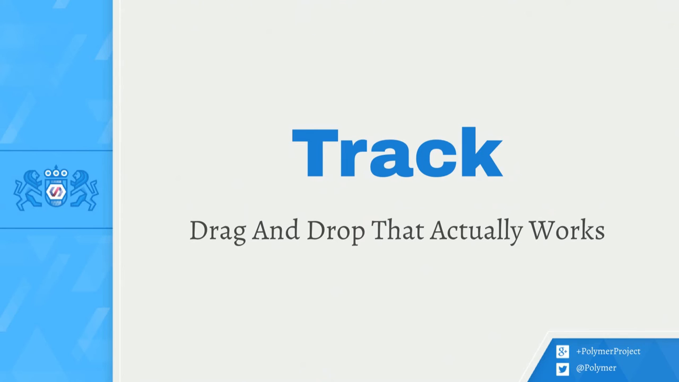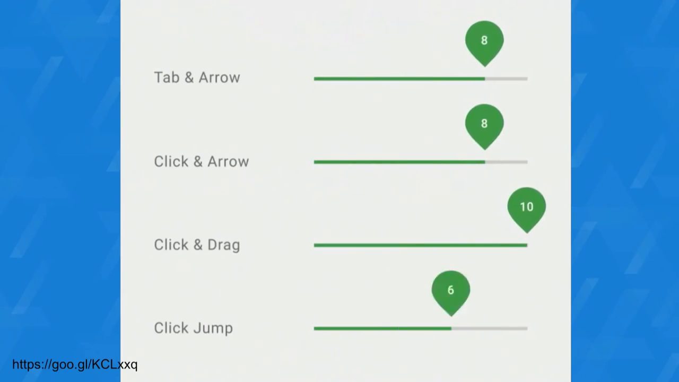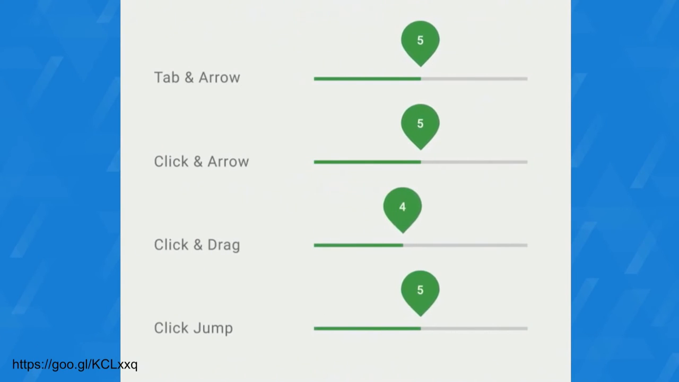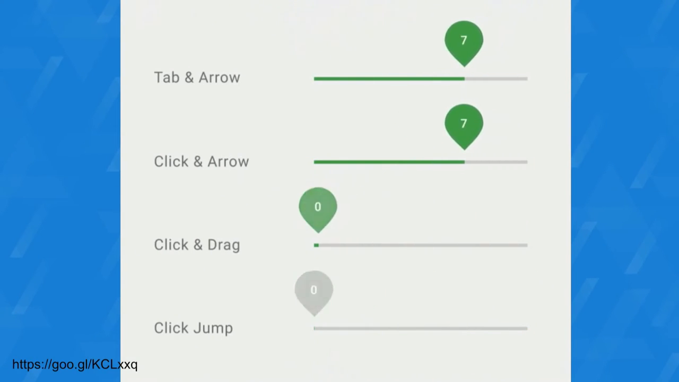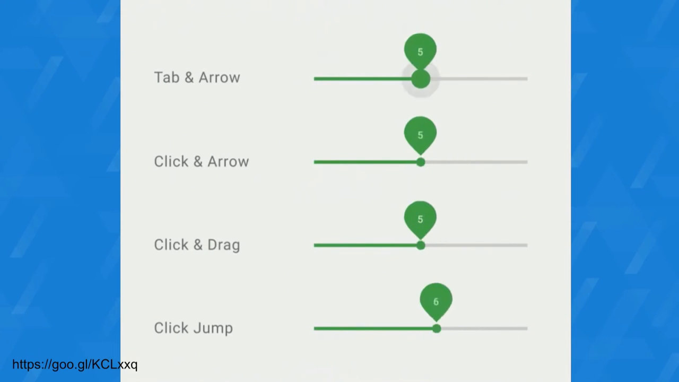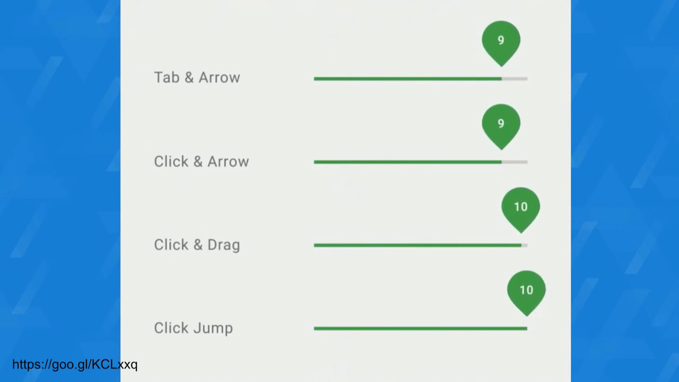Well, the last gesture in Polymer's toolbox is track. Track is meant to be used for any action that requires dragging. Here's an element that can make use of track, a slider. We want to be able to drag the slider handle to the desired value because it's a very intuitive motion. When we release the handle, the slider should have the value we selected.